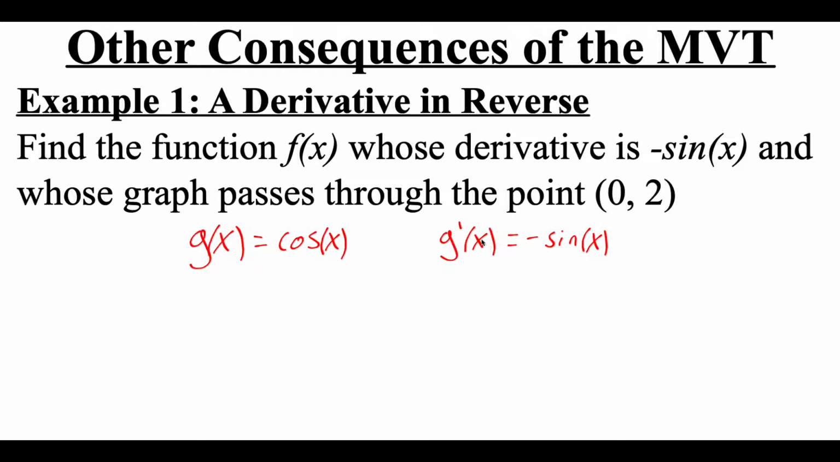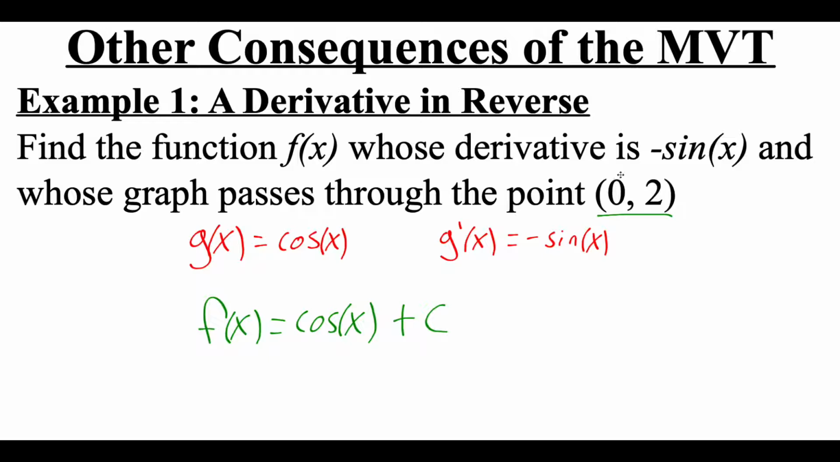Well, because our two functions have the exact same derivative, that negative sine of x, then our f of x function must be some sort of cosine function, but it's got some c value constant being added onto the end. And what we want to try to do is figure out what that c value would be using the point 0, 2.